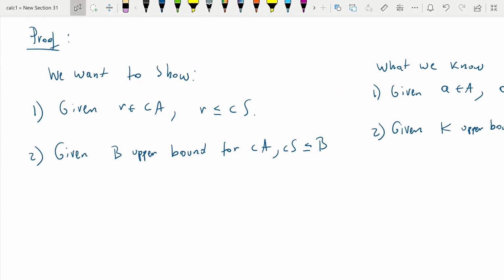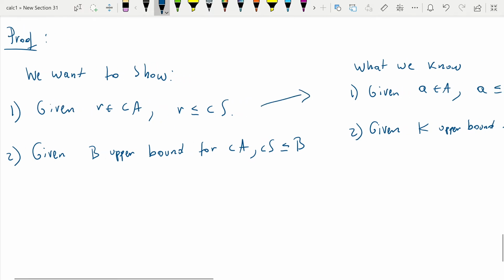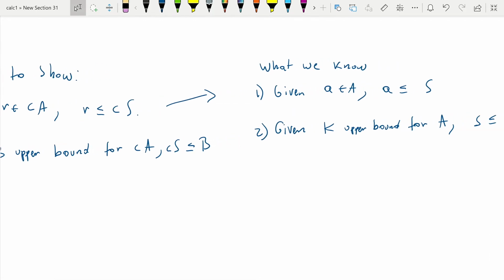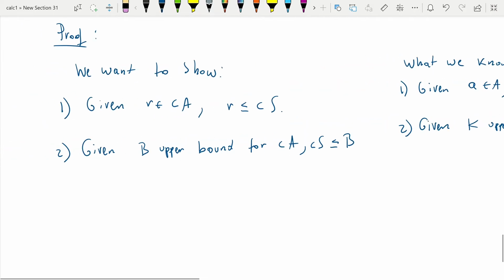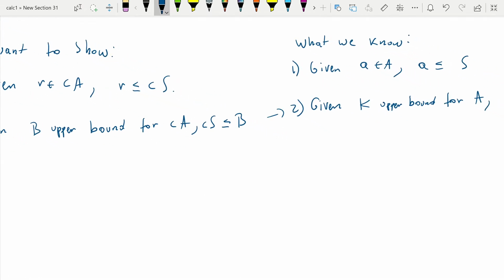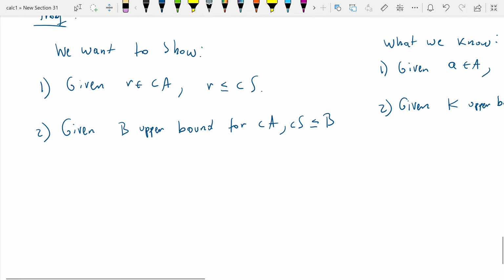Okay, so when showing one, we're going to try to write it in a way that looks like statement one of what we know. So we'll be able to conclude that, right? And the same thing for two. We're going to write it in a way that resembles two from the part that we do know. Okay, so for the proof, first step is just showing one from the left hand side.